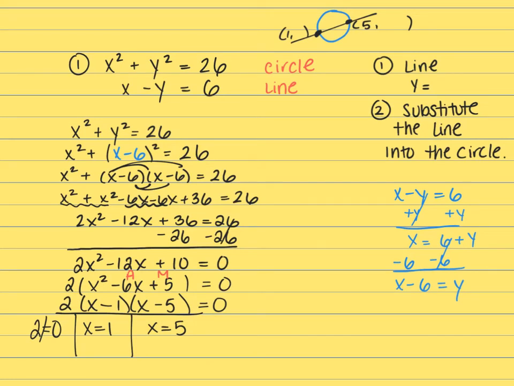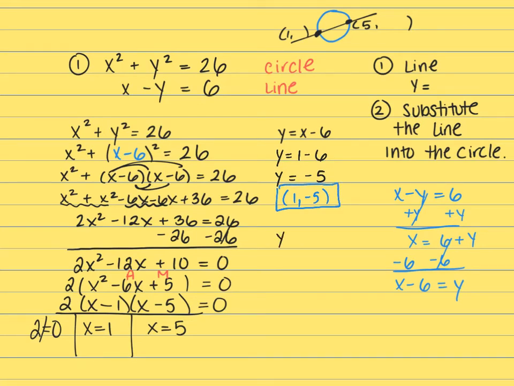Now, I always find the line to be the easiest to substitute back into, so I'm going to substitute into this x minus 6. So we have y equals x minus 6, and I'm going to first plug in x to be 1. So y is equal to 1 minus 6, which is negative 5. So, to put it all together, I substituted a 1 and got out a negative 5. That's one answer.